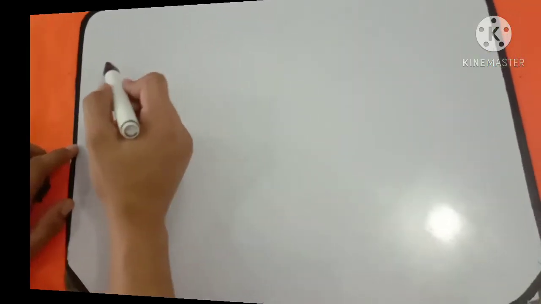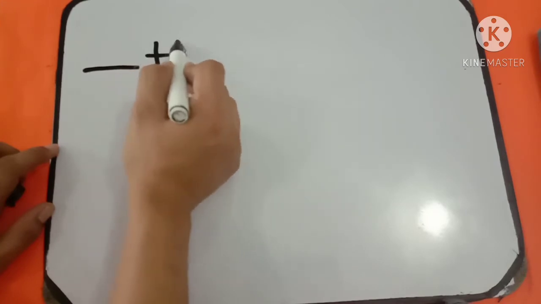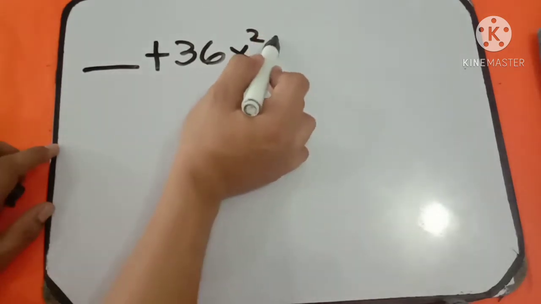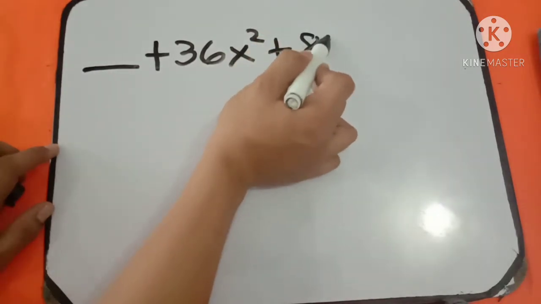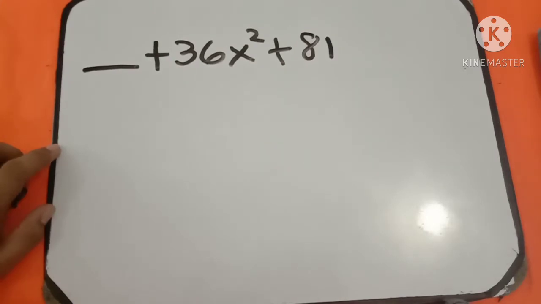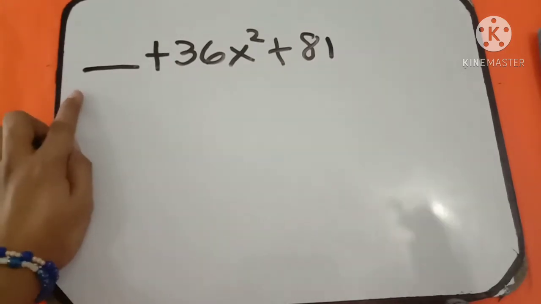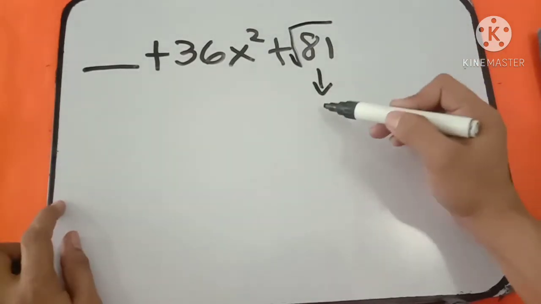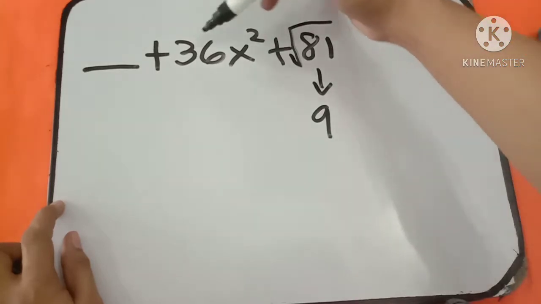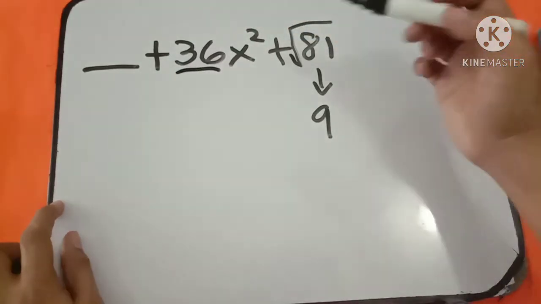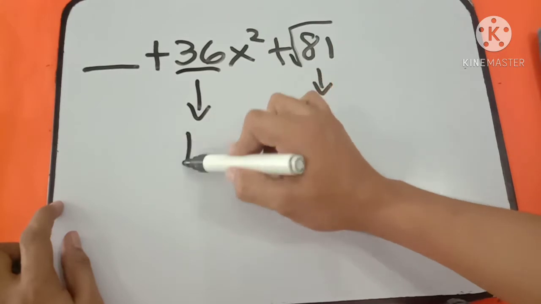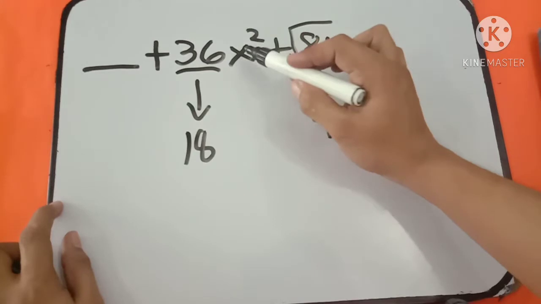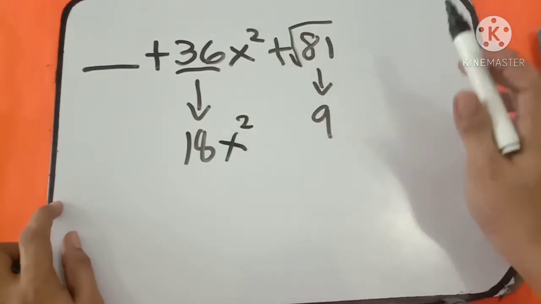Another. Let's say we have blank plus 36x squared plus 81. Again, in order to get the first term, first step, get the square root of the last term. So the square root of 81 is simply 9. Then get the half of the middle term, this 36. The half of 36 is 18. Then simply copy the variable together with its exponent. So you have here x squared.